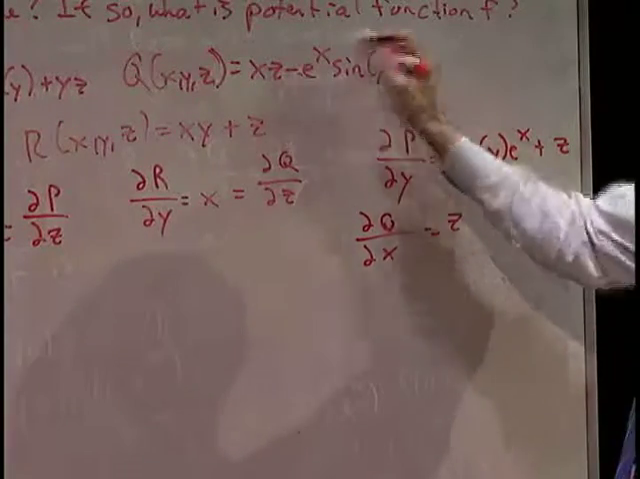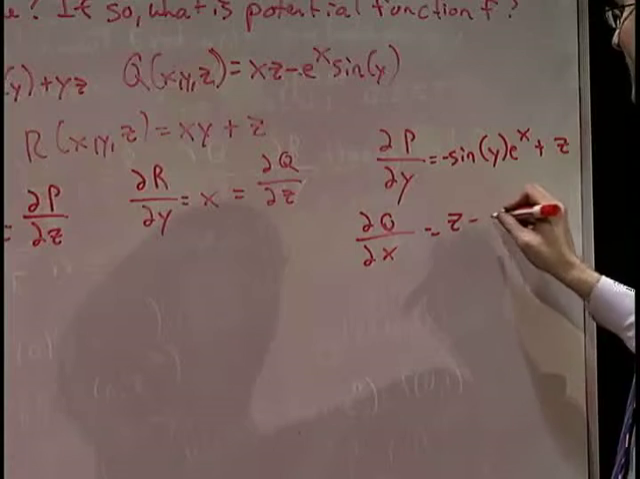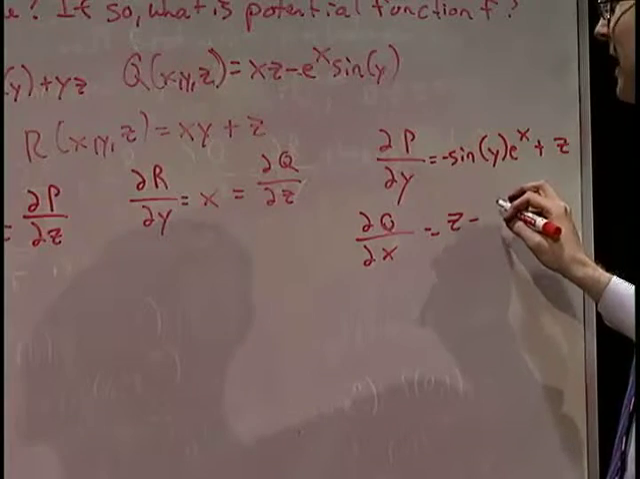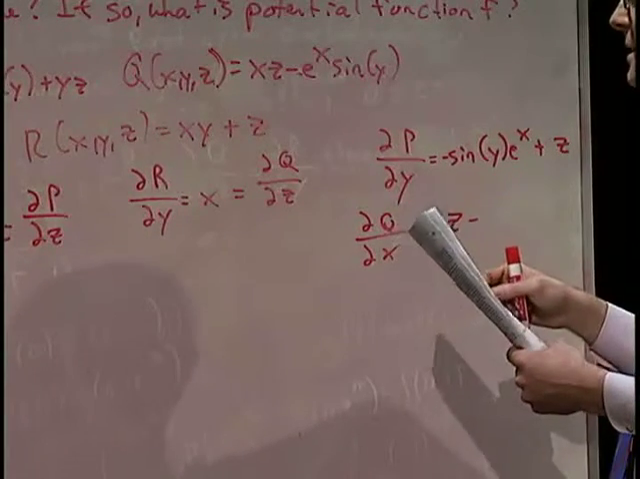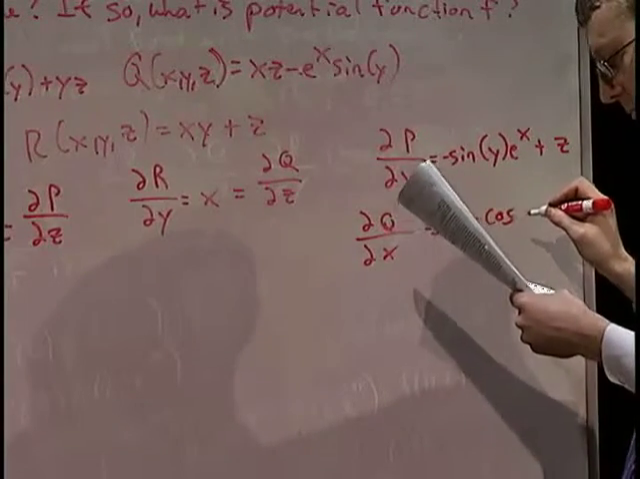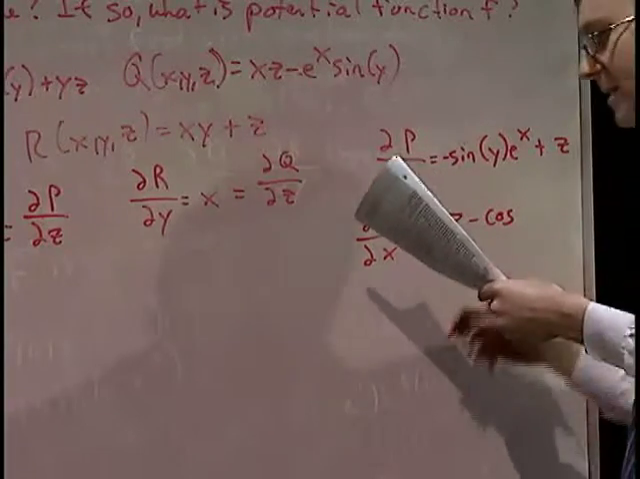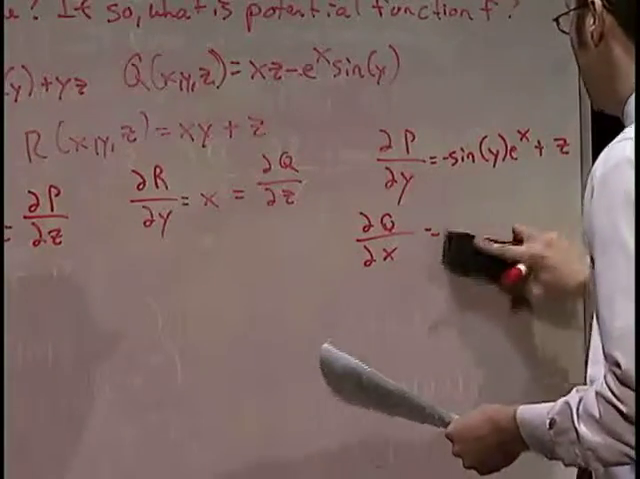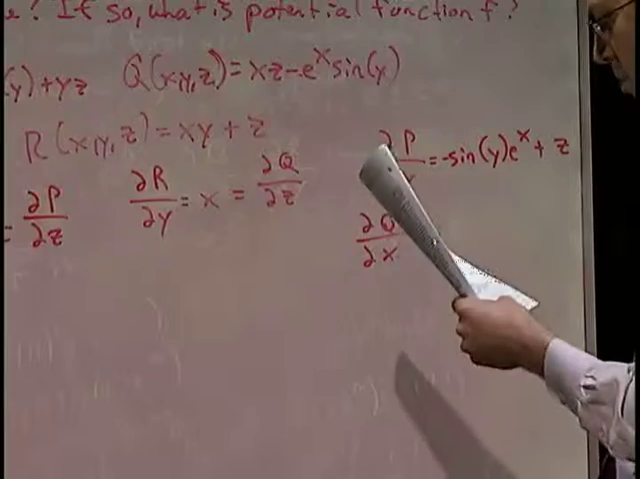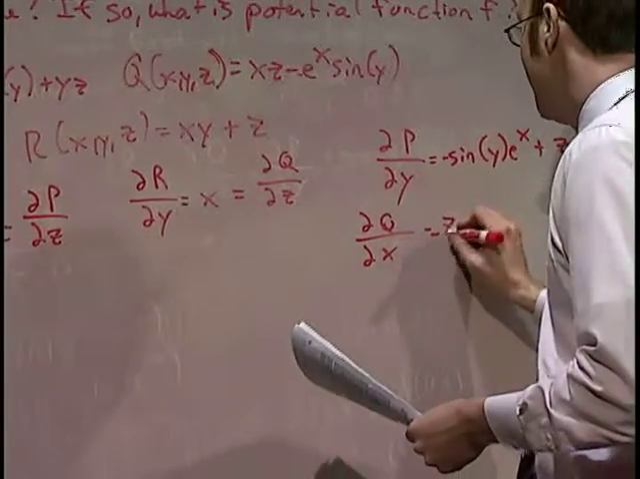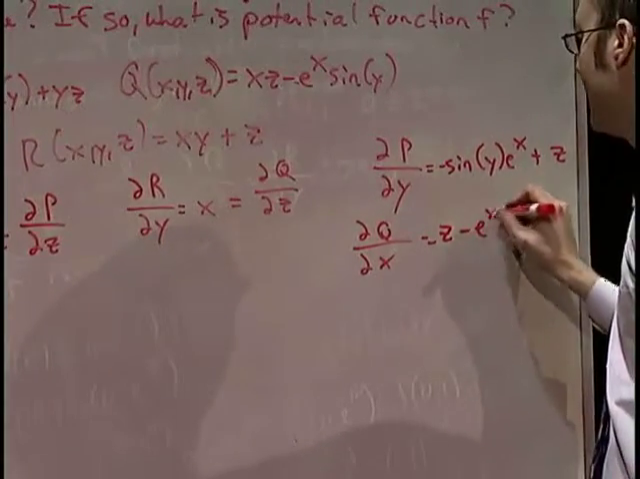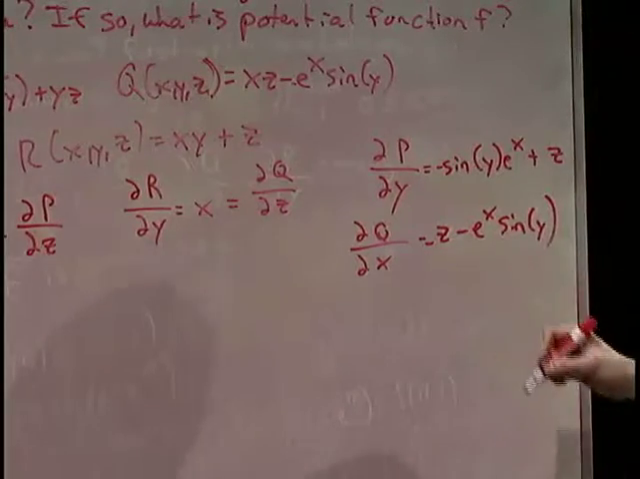Let's see here. So negative cosine is the derivative there. So that's minus cosine. Did I write this down right? Let's see, did I make a mistake here? So partial P, partial y looks good to me. How about partial Q, partial x? We have z, and then the derivative here, oh, partial x. Okay, yeah, partial x, that looks better. So e to the x sine y, there we go. All right, so everything checks out there.